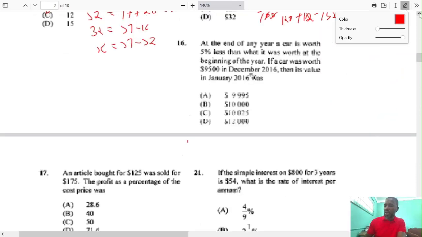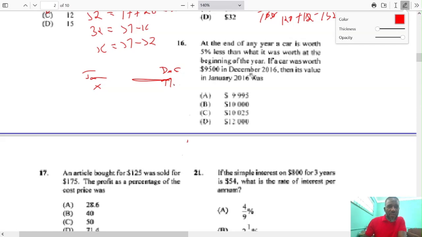So the question we were doing earlier says at the end of a year, a car is worth 5% less than it was worth at the beginning of the year. If a car was worth 9,500 in December 2016, then its value in January 2016 was... So basically we have put in a timeline. January, we don't know the value, but we know that in December of the same year, the value of the car was 9,500.